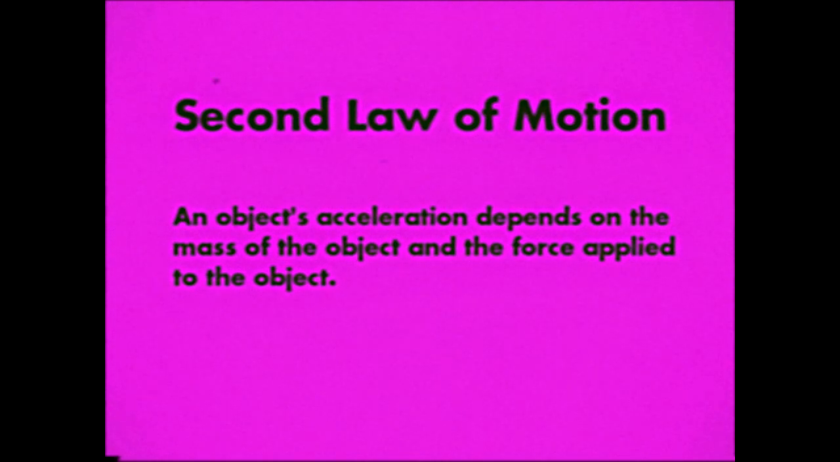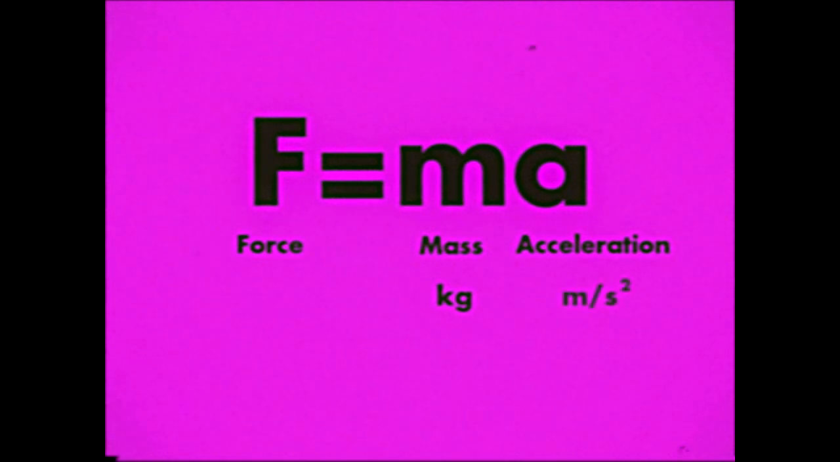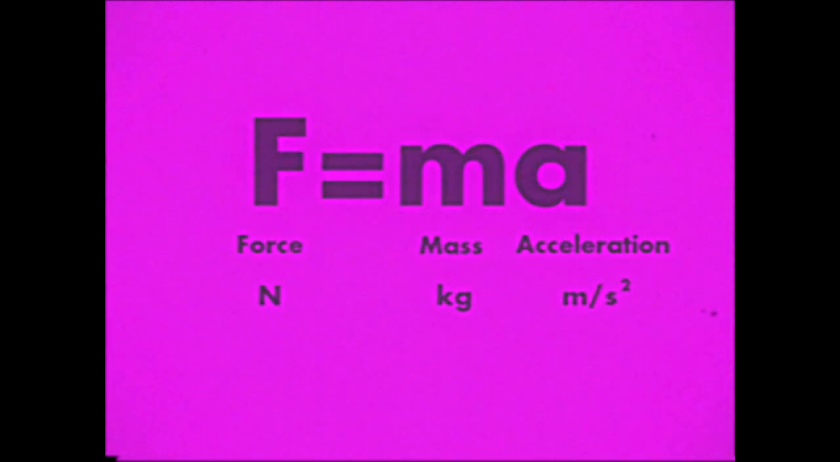The second law of motion, when translated, states that an object's acceleration is dependent on the mass of the object and the force applied to that object. This can be expressed by the equation F equals ma, or force equals mass times acceleration, where m is measured in kilograms, a is measured in meters per second squared, and the resulting force is measured in newtons, the namesake of Sir Isaac Newton. In other words, a force applied to an object will cause that object to accelerate, and the amount of acceleration imparted will be proportional to the amount of force.